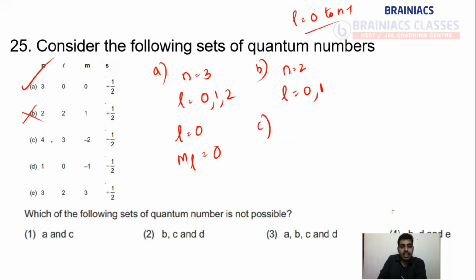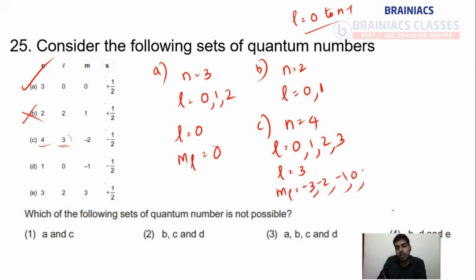Now moving on to option C. n is equal to 4, so l can have value 0, 1, 2, 3. Here l is given as 3. If l is equal to 3, ml can have value minus 3, minus 2, minus 1, 0, 1, 2, 3. Minus 2 is possible, so this one is possible. And s can have minus half or plus half. So this one is correct.